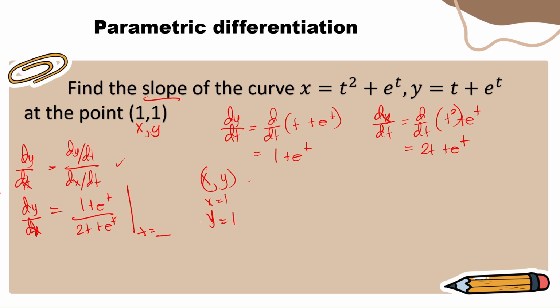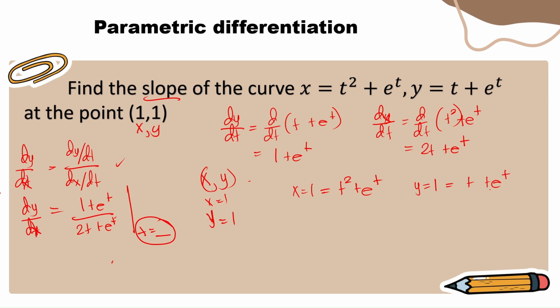So kailangan muna natin makuha yung t para malaman natin kung ano yung substitute natin dito. Kasi yung dy over dx naman is in terms of t and not in terms of x and y. Therefore, we should locate for the value of t. So, paano natin makukuha yung t? Given that we know y and x, which are both 1, so x is equal to 1, which is equal to t squared plus e raised to t, while y is equal to 1 as well, which is equal to t plus e raised to t.